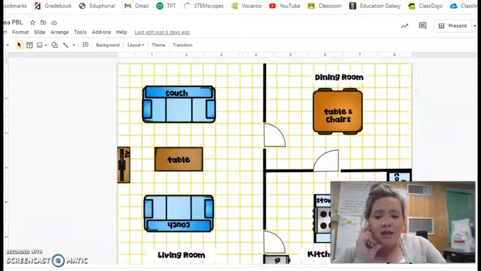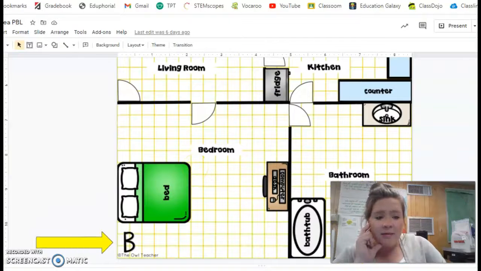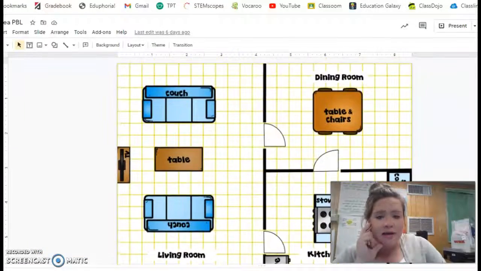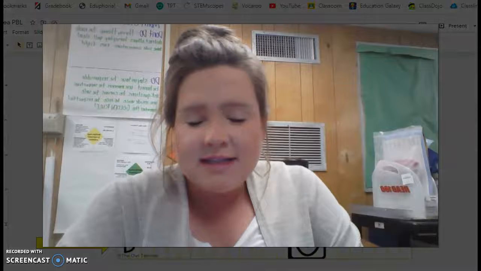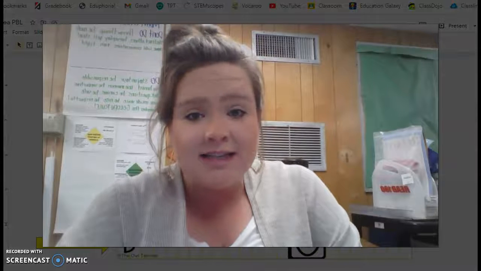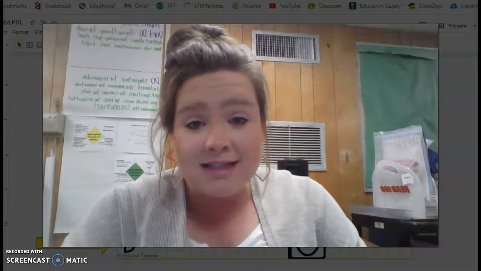So this is an example of what your house could look like. Okay? An example. You're not copying this. Okay? It's really, really important that you guys are doing all of this. It is an expectation that this is getting done. Do a little bit every single day because we're going to be working on this for the next 8 days.